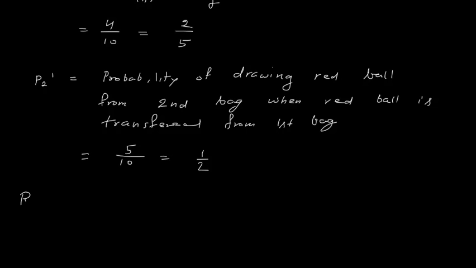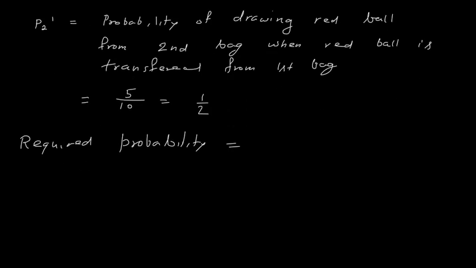Now the required probability. As we know that from the second bag a red ball is drawn, we have to find the probability that we have transferred a black ball from the first. So the required probability will be P1 into P1 dash divided by P1 P1 dash plus P2 P2 dash.